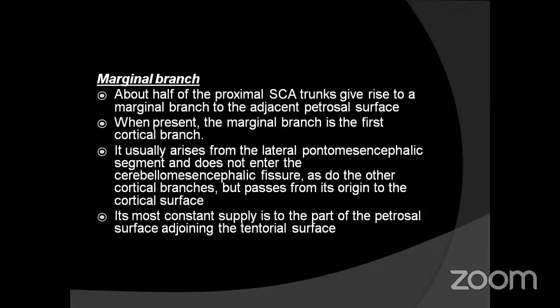When present, the marginal branch is the first cortical branch. It usually arises from the lateral pontomesencephalic segment, that is the S3 segment, and does not enter the S2 segment, and does not enter the cerebellomesencephalic fissure, as do the other cortical branches, but passes from its origin to the cortical surface. Its most constant supply is to the part of the petrosal surface adjoining the tentorial surface.